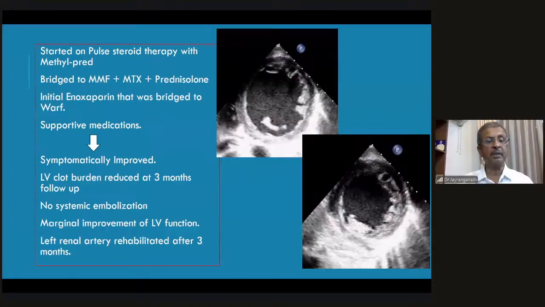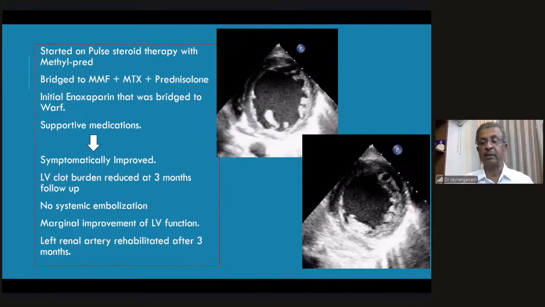Started on the usual medicines, like I told you, we started MMF or MTX many times. For some reason, we have started 2 drugs. It's not really necessary. Supportive medication, symptomatically improved. LV clot burden reduced at 3 months. We did not intervene on this, though LV was down. Marginal improvement in LV function. Renal artery rehabilitated after 3 months.